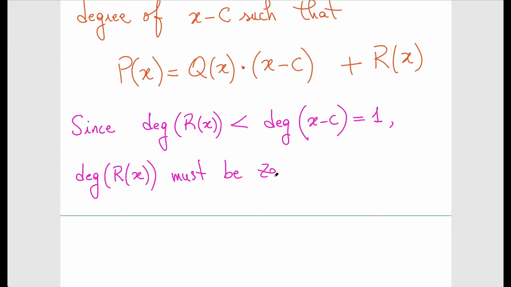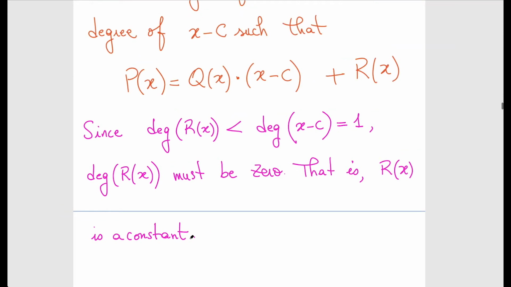Must be 0. Correct? That is to say, what are those polynomials? Because r of x is a polynomial. So what are those polynomials which have degree 0? That is, r of x is simply a constant. Correct? So it's a constant.